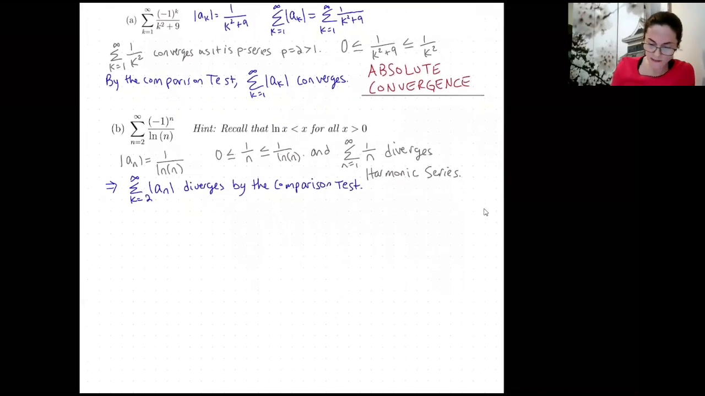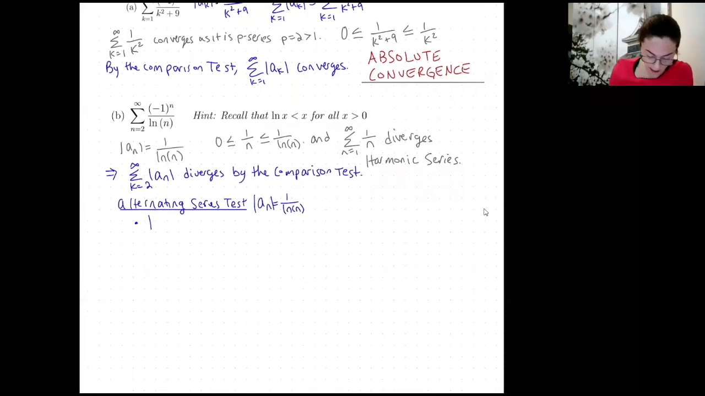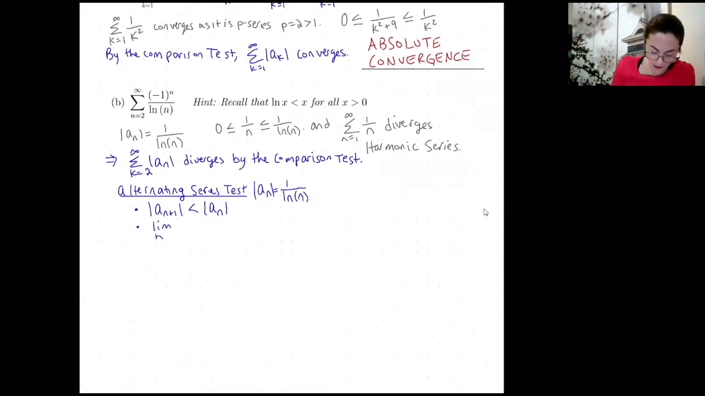Here comes the alternating series test. What do we need for the alternating series test? We know that the absolute value of a_n is 1 over ln of n. We know that this satisfies absolute value of a_(n+1) is less than absolute value of a_n because the denominator is growing. Natural log increases, so it's decreasing. And then the limit as n goes to infinity of the absolute value of a_n is 0. This is all we need. Number 1, it needs to be alternating, which it is. Number 2, in absolute value, the terms must be decreasing, and number 3, the absolute value of the terms must go to 0.